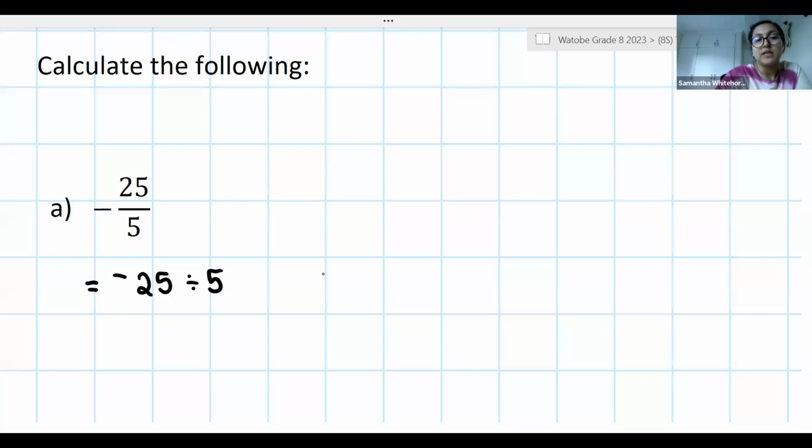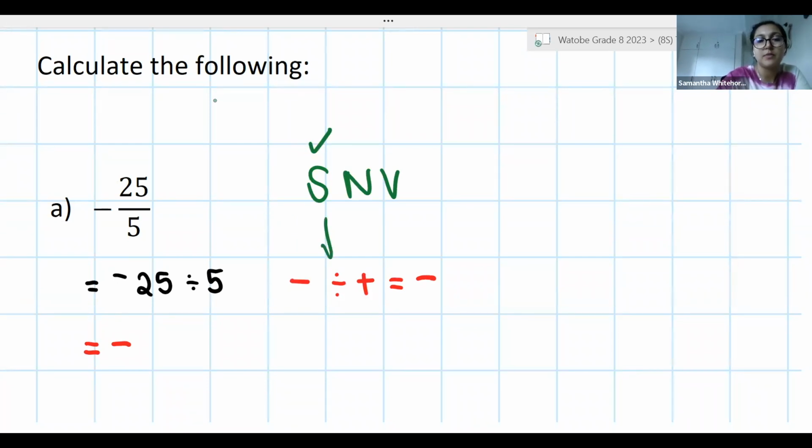We have got negative 25 divided by 5. So back to our rules, a negative divided by a positive gives us a negative answer. And so I know that my answer here should be negative. If we go back to that idea of SNV, I've dealt with the signs by figuring out what a positive times or divided by a negative is. Now I'll move on to my numbers portion.